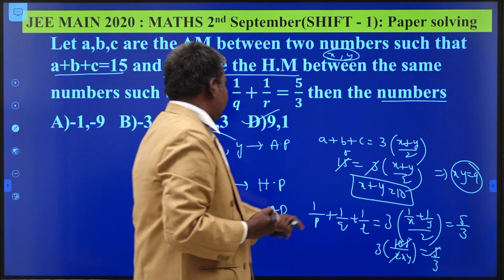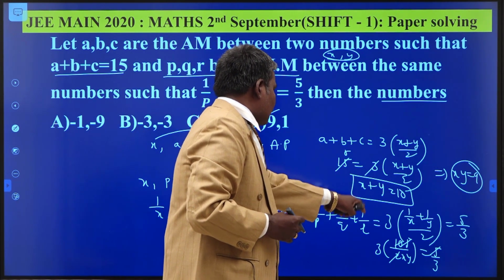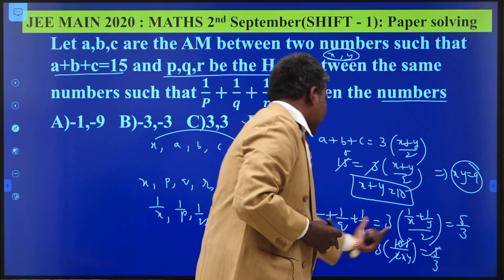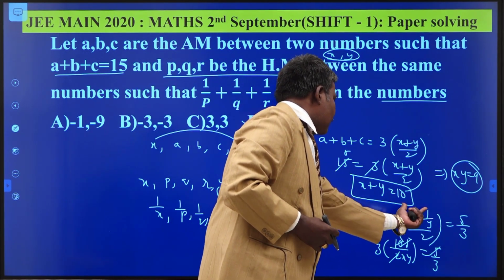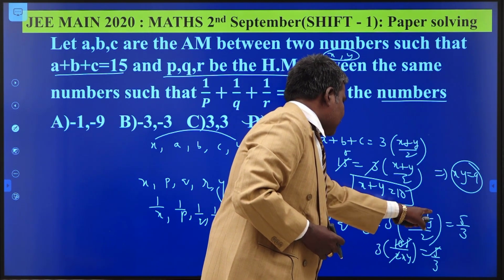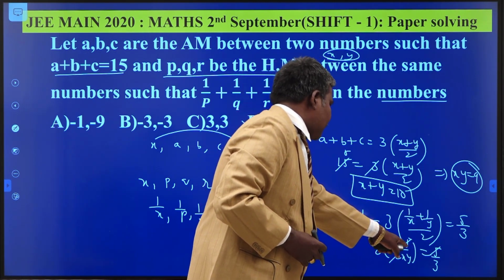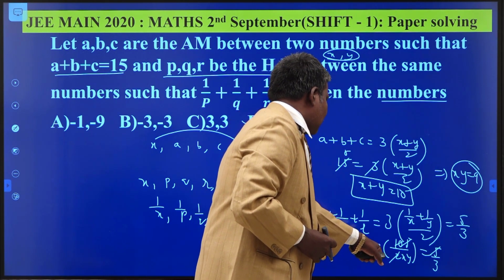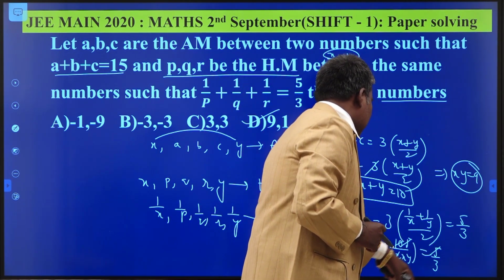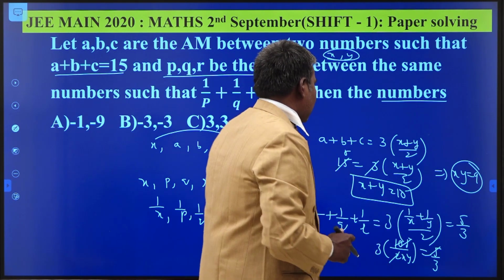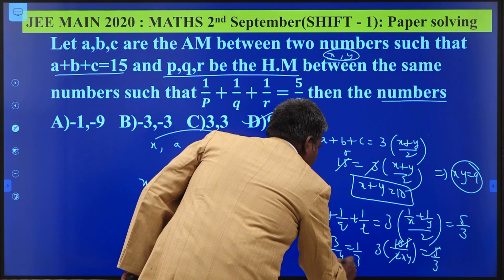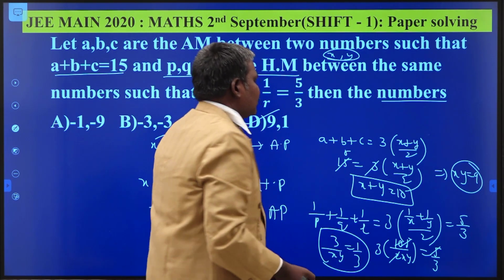So the value of 1 by P plus 1 by Q plus 1 by R is given to you, that is 5 by 3. I am writing 5 by 3 here. 3 times 1 by X plus 1 by Y by 2. This is Y plus X by 2xy. X plus Y is nothing but 10. 3 times, what is the value here? 3 times 1 by xy is equal to 1 by 3. 3 by xy is equal to 1 by 3. That means xy is equal to 9.